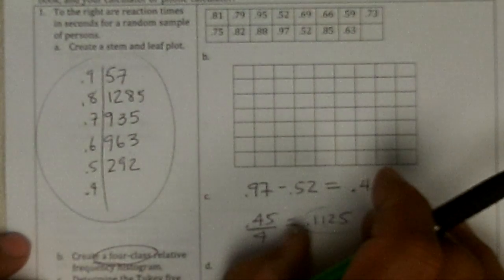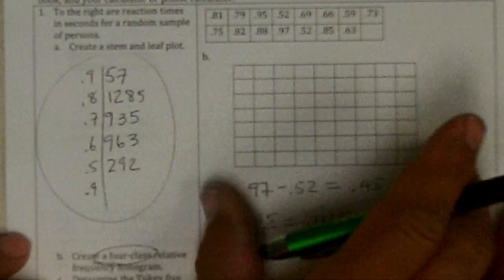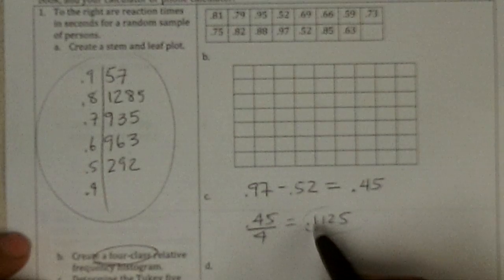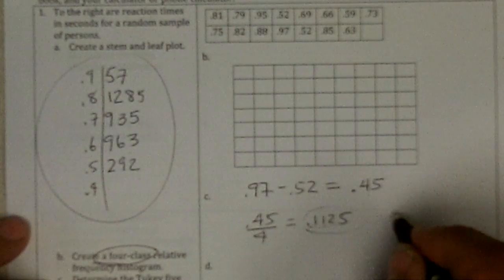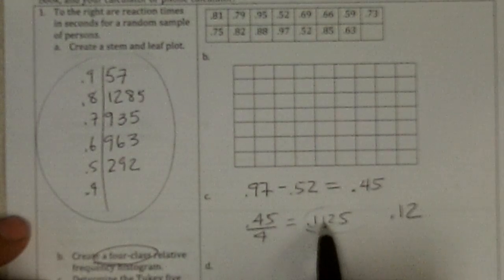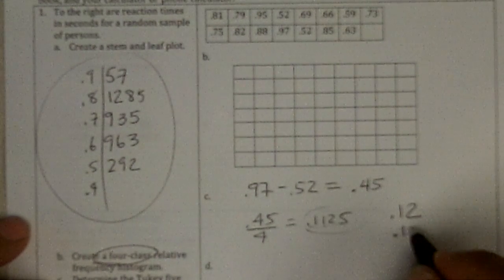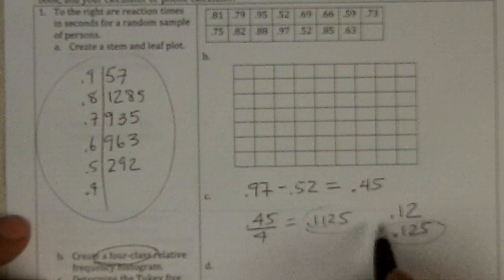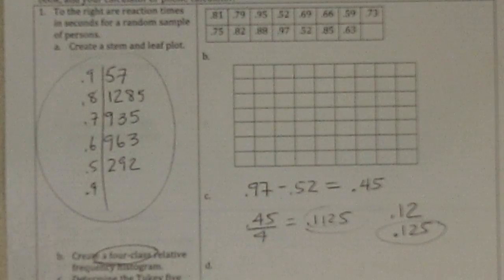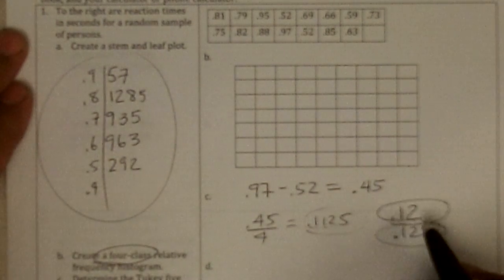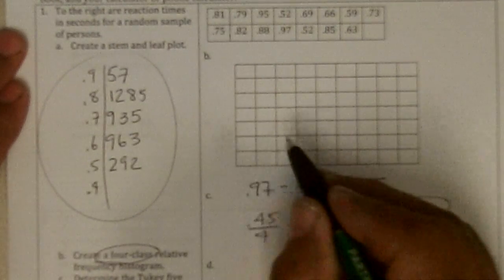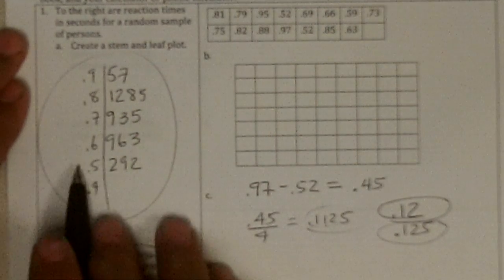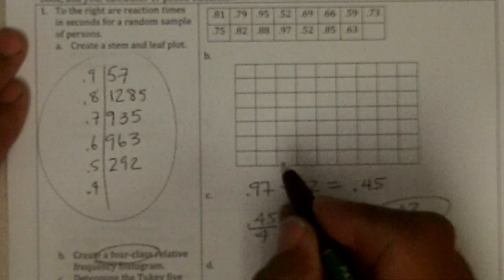I need to use something a little bit bigger, but not too much bigger, because that would make too few classes. So my tendency might be to go with 0.12, that's a little bit bigger, or 0.125, that happens to be 1/8. But let's just go with 0.12. Where do I want to start? Well, let's just start at 0.5.